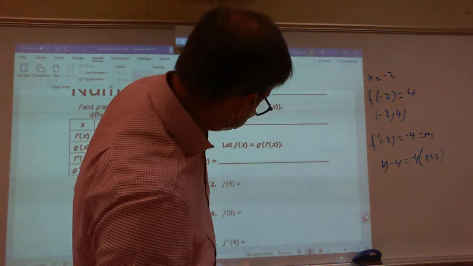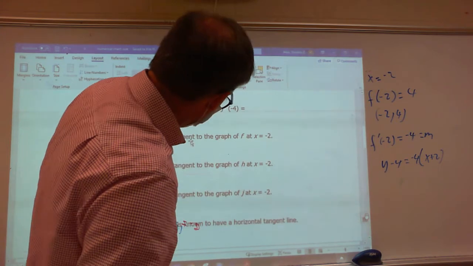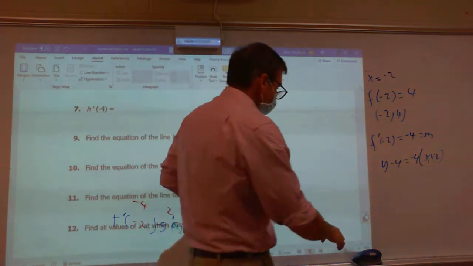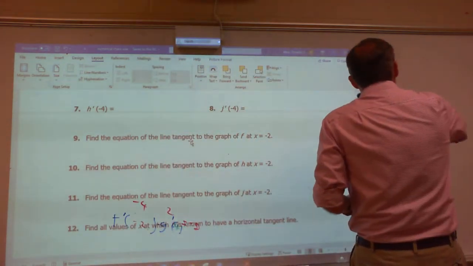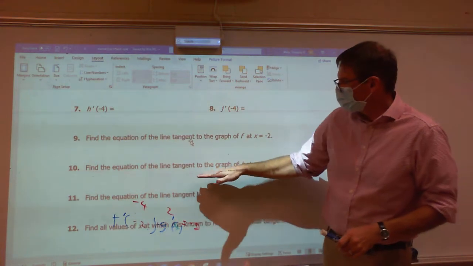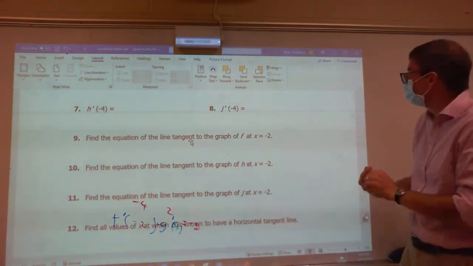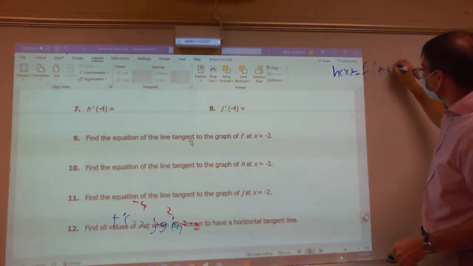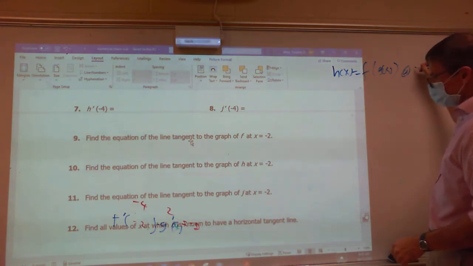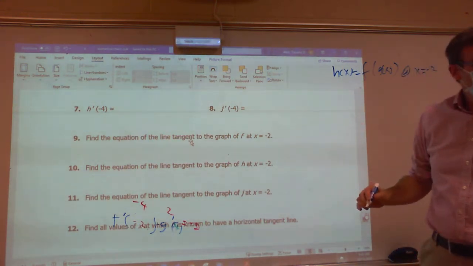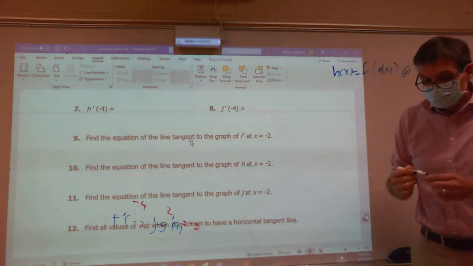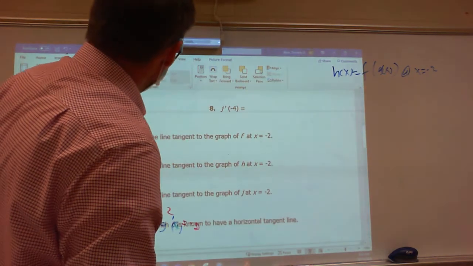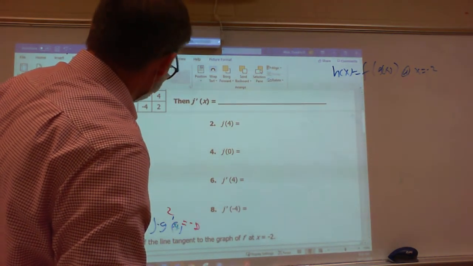All right, now, the chain rule question has to do with 10. Question 10 is now asking you to find the equation of the tangent line of h. Well, h is defined as h of x equals f of g of x, and we're interested at x equals negative 2. Well, you've actually already done the work. Had I done the work yet? Yeah, I think I have. No, I hadn't done the work.